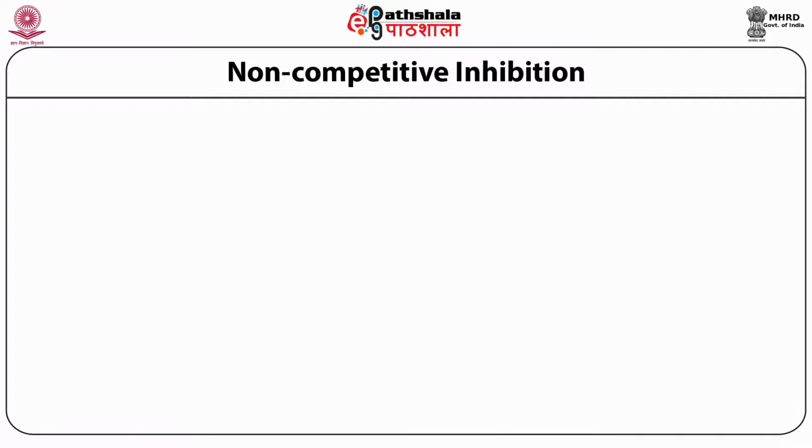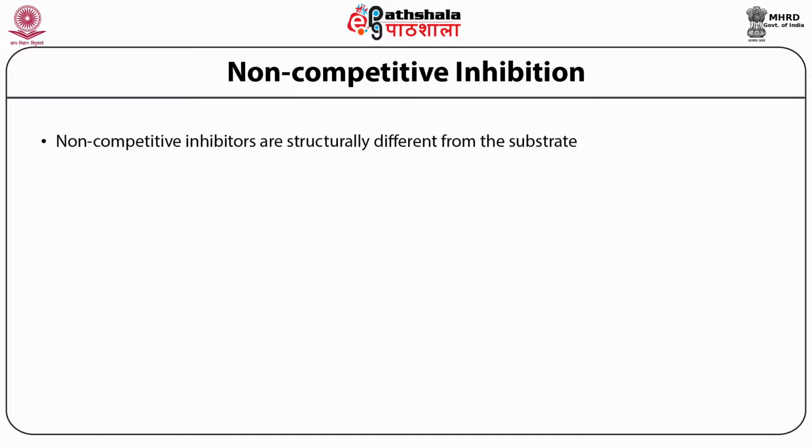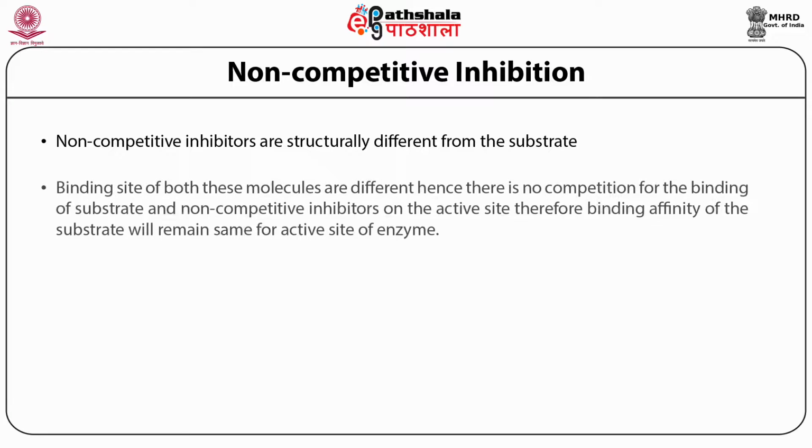After discussion of competitive inhibition, the next type of reversible inhibition is non-competitive inhibition. As the name suggests, a non-competitive inhibitor does not have any structural resemblance with the substrate. Therefore, they don't have common binding sites. As you can see, substrate binds to the active site while the non-competitive inhibitor binds to the non-competitive inhibitor binding site. Please don't confuse the non-competitive inhibitor binding site with the allosteric site because they have different properties.